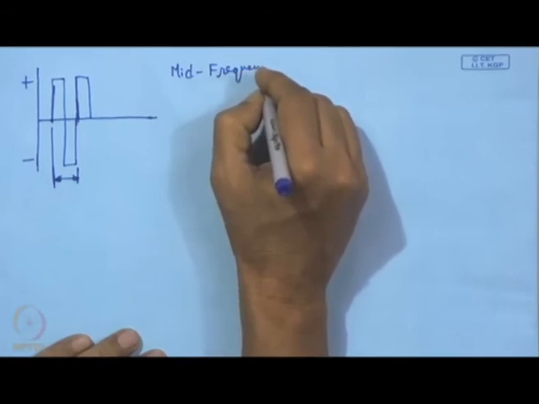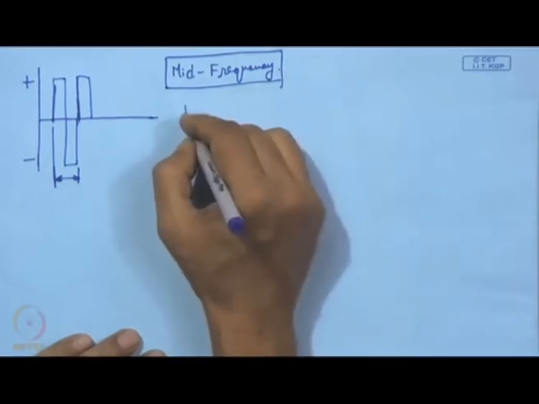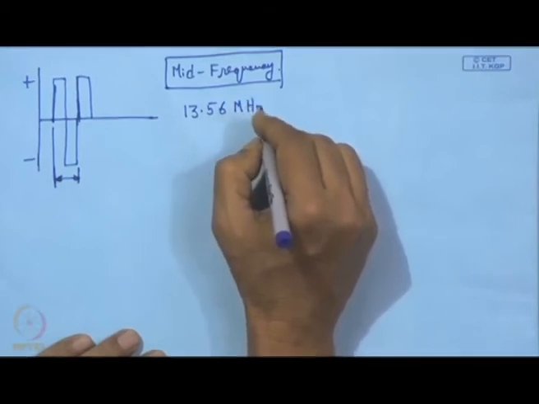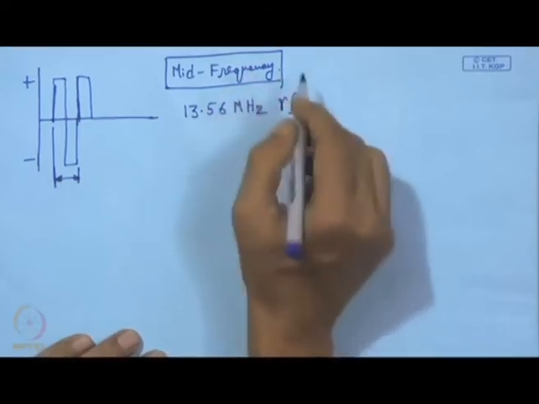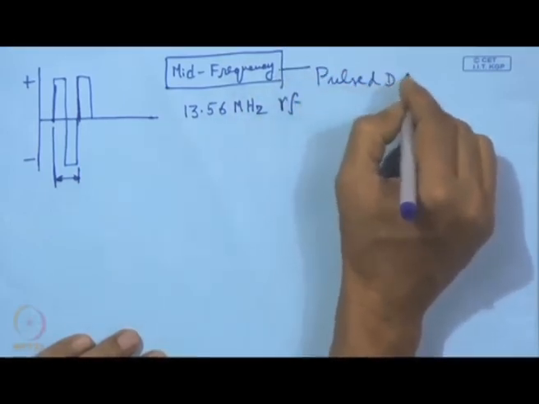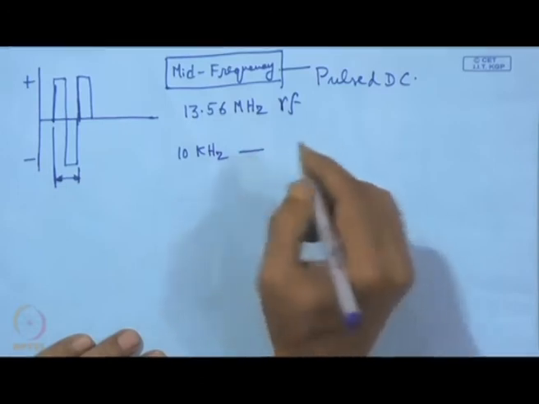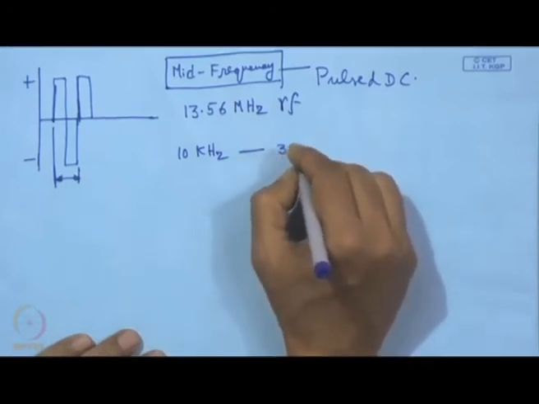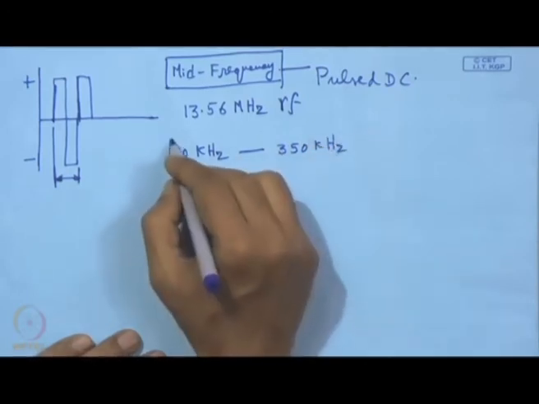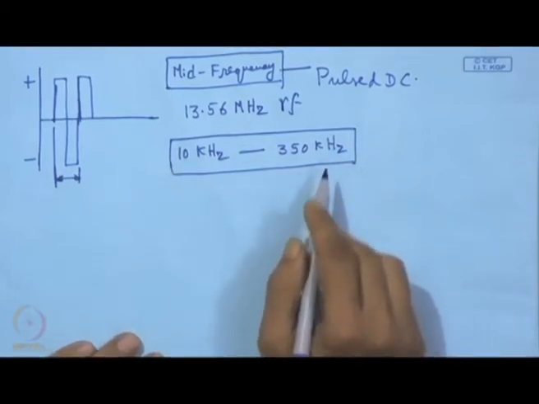Mid frequency pulse DC, it is not that high frequency as we normally refer to, 13.56 megahertz in case of RF, but this mid frequency is good for this pulse DC, and that is maybe from 10 kilohertz to, as of now, 350 kilohertz. That power supply is available commercially and for use. So, this is a zone which we call mid frequency.